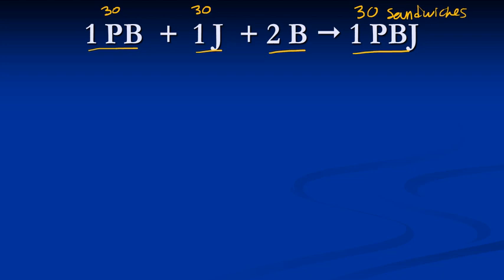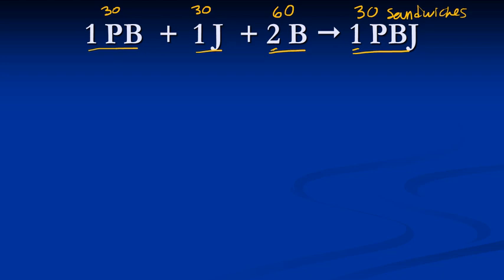But how many scoops, or rather how many slices of bread are we going to need? Well, I hope that you realize that since it's a 1-to-2 ratio of sandwiches to bread, we're going to need 60 slices of bread. So it's 2-to-1 bread to sandwiches.